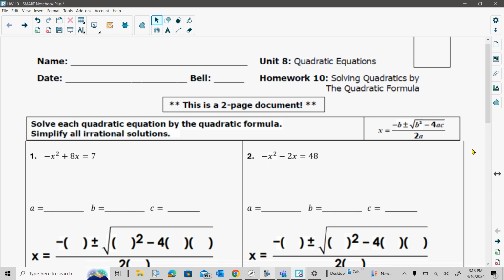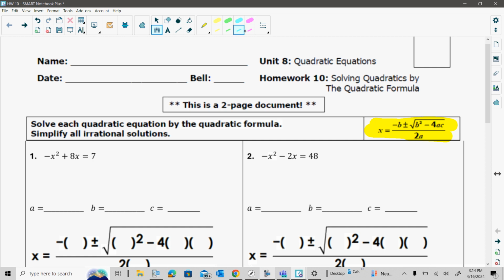All right, guys, this is just a video explanation to remind you what you're doing here on homework 10. We're solving using the quadratic formula. This is our quadratic formula right here. So the first page, the front page, is already set up for you. You just got to put in the parts.